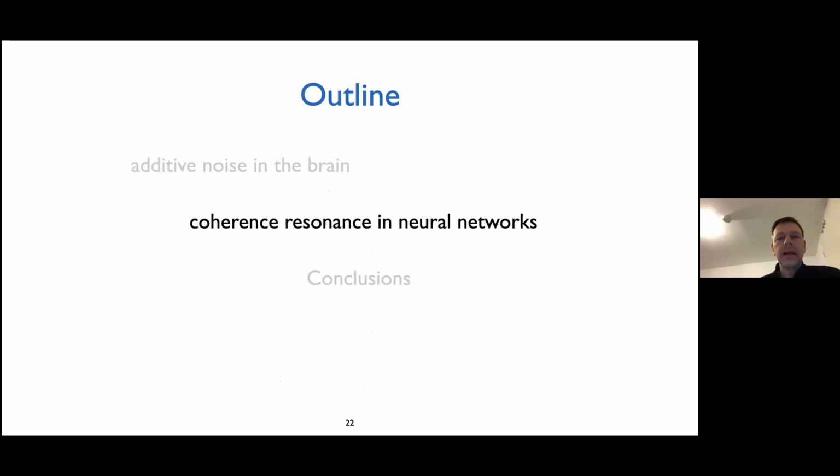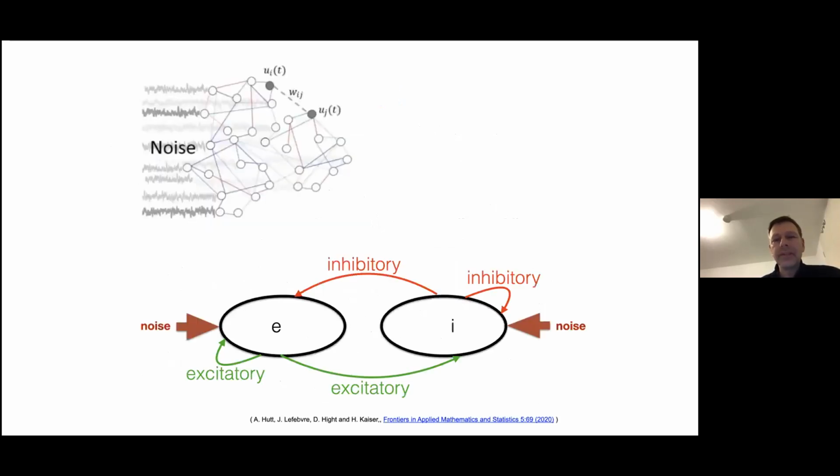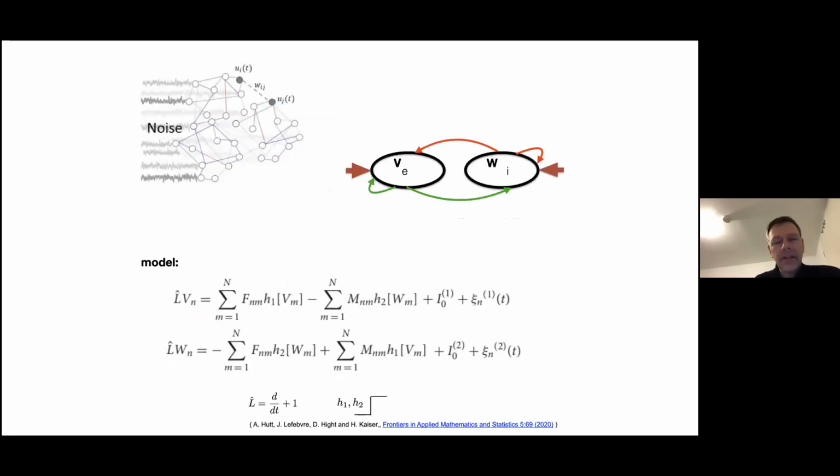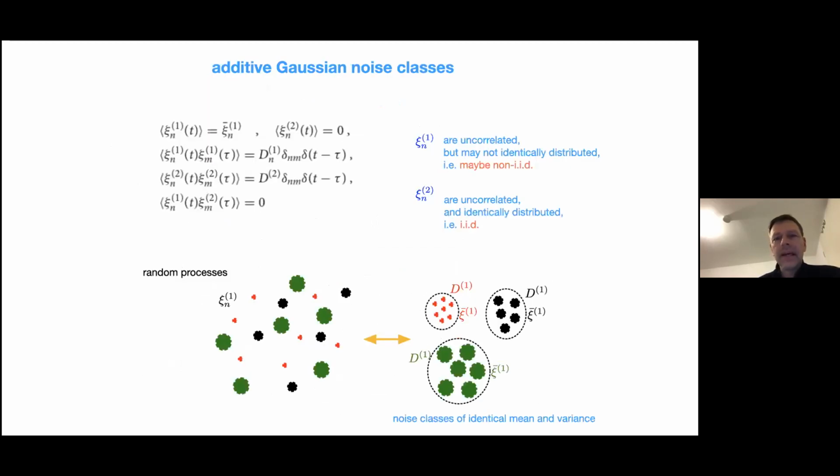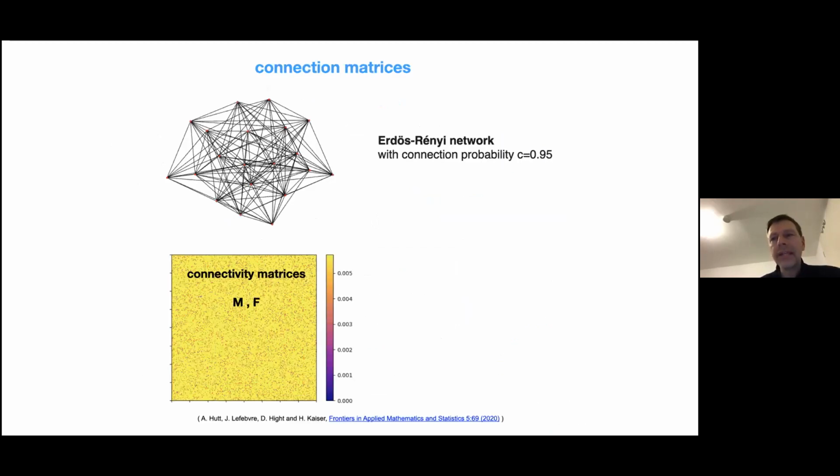In the second model, we dealt with coherence resonance. So what is the model here? We have a network of excitatory and inhibitory neurons. We have self-connections, and we drive this by noise. And then these are the equations. And here you have the uncorrelated noise, uncorrelated in space and time. We have an Erdős–Rényi network with a high connectivity probability, but that's not that important. So we can reduce this connection probability quite well.